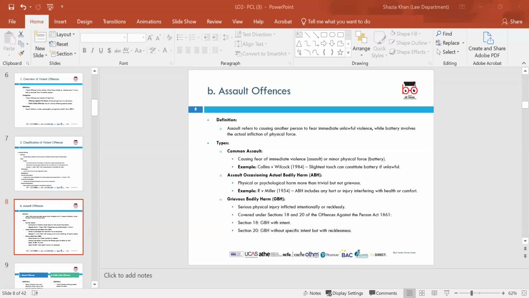Common assault is when a person inflicts violence on someone else or makes them think they're going to be attacked. It does not have to involve physical violence. Threatening words or raised fists is enough for the crime to have been committed, provided the victim thinks that they are about to be attacked. Spitting at someone is another example of common assault. The case in regards to that is Collins v Wilcock 1984, where the slightest touch could constitute battery if unlawful.